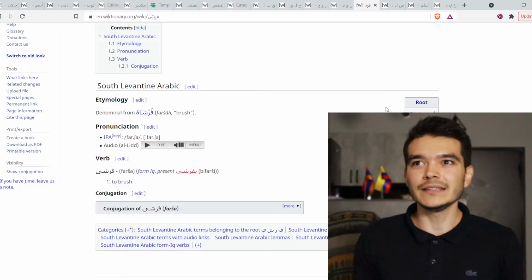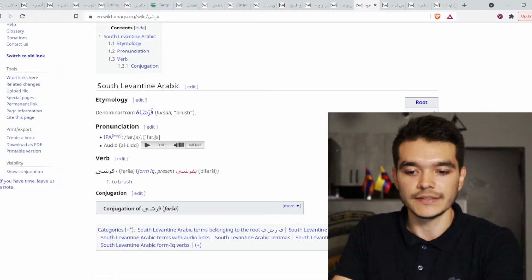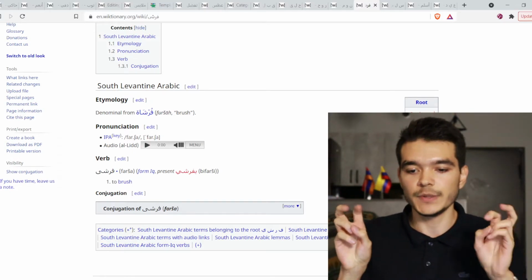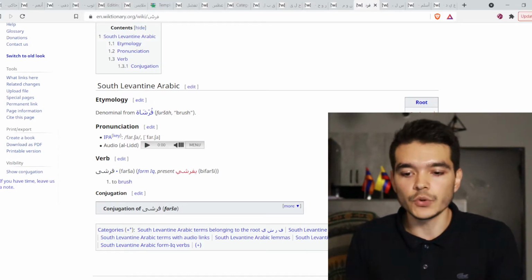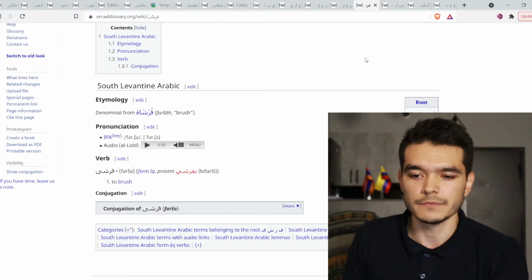So I find that a little bit, I get the point. I get why this should be considered a part of the root in a way, just because it's a consonant in the word, but I still think it's not that productive, in my opinion.